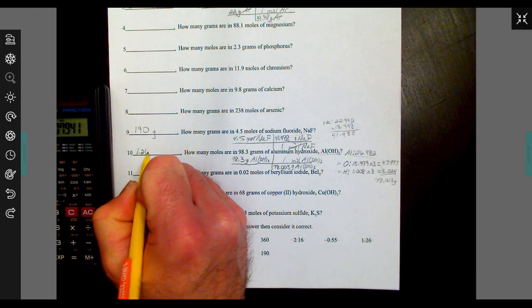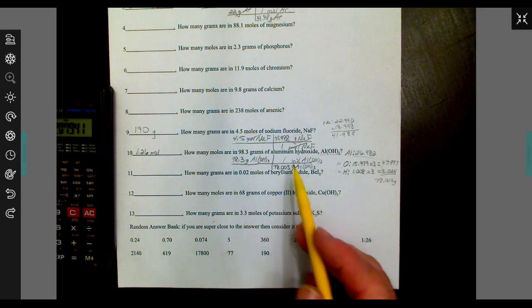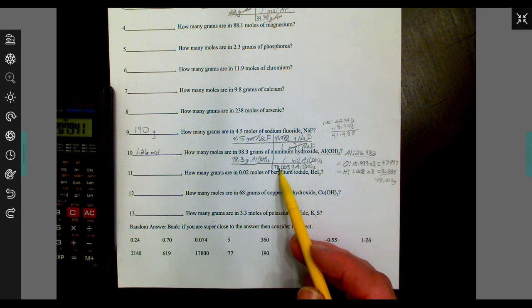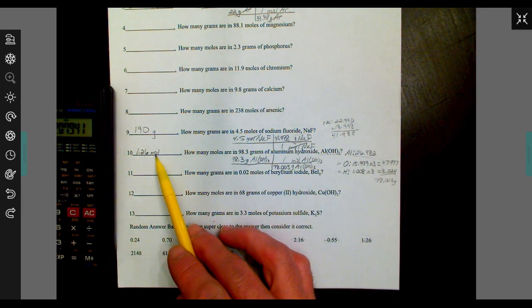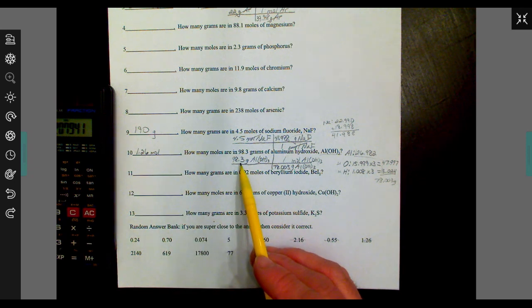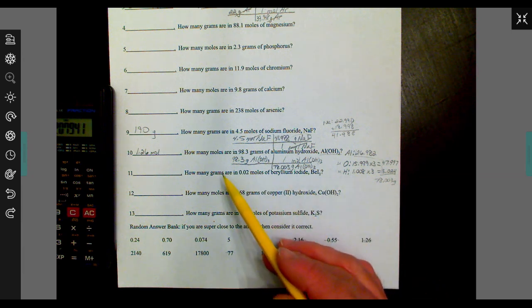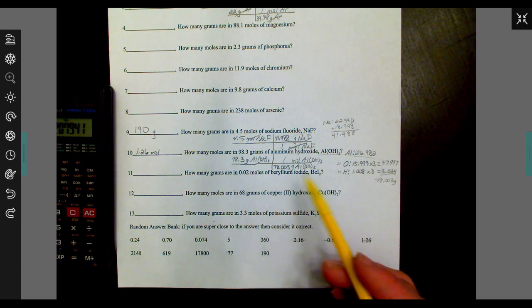Well, right here is 1.26. All right, so 1.26 moles. So in 1 mole, there's 78 grams. In 1.26 moles, 1.26 barely, there's 98.3 grams. Okay? All right, so now you should be able to finish this page out.